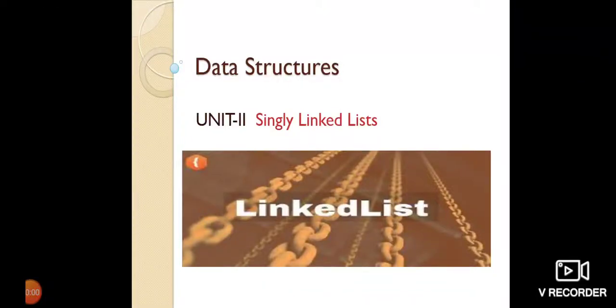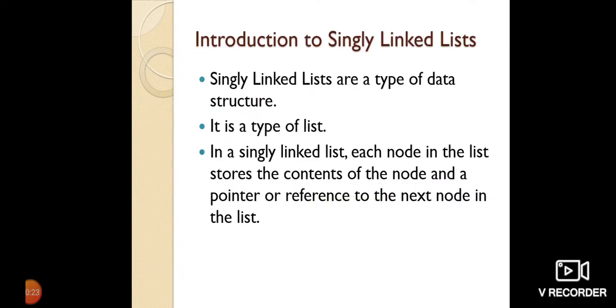Morning. Today we are going to talk about one type of data structure, which is a linear data structure, and it is the linked list. A linked list is a type of data structure in which you connect all the data together. Okay, we'll start with this. Introduction to single linked list.